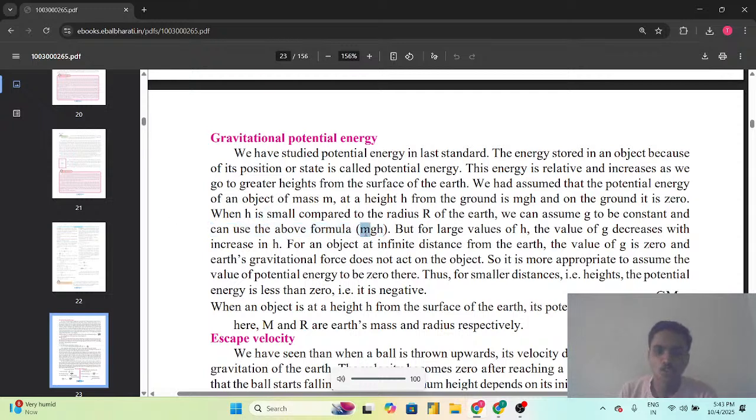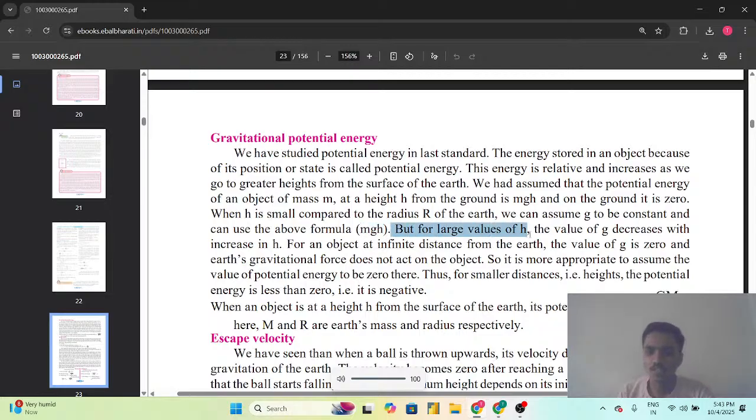So mgh is the formula which we derived in lower classes for the potential energy. So when to use this formula: when h is small compared to the radius of the earth, that is, if the height we have is very small in comparison with the radius of the earth, then at that moment we can use the formula for the potential energy, that is mgh.